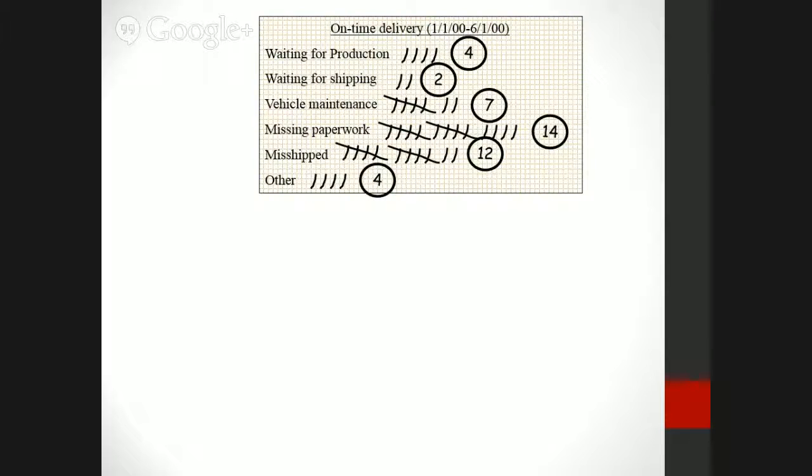So, twice in the last 6 months, I'm waiting on the FedEx guy to show up. He's late. He doesn't show up when he's supposed to. 7 times out of the last 6 months, my forklift just broke down. Put that under vehicle maintenance. 14 times out of the last 6 months, I got a shipping order with no shipping address.